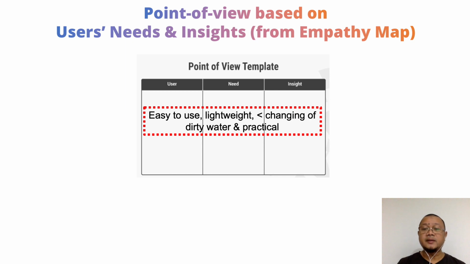Okay, now you are at the second phase of design thinking, which is defining. Now you have all the findings from the Empathy Map. Those findings are actually users' point of views, or the POVs. Your role now is to select the best POVs so that you can address the underserved needs of your users. As for our example, the mop, let's say the POVs that we really need to address are practical, easy to use, lightweight, and require less changing of dirty water.